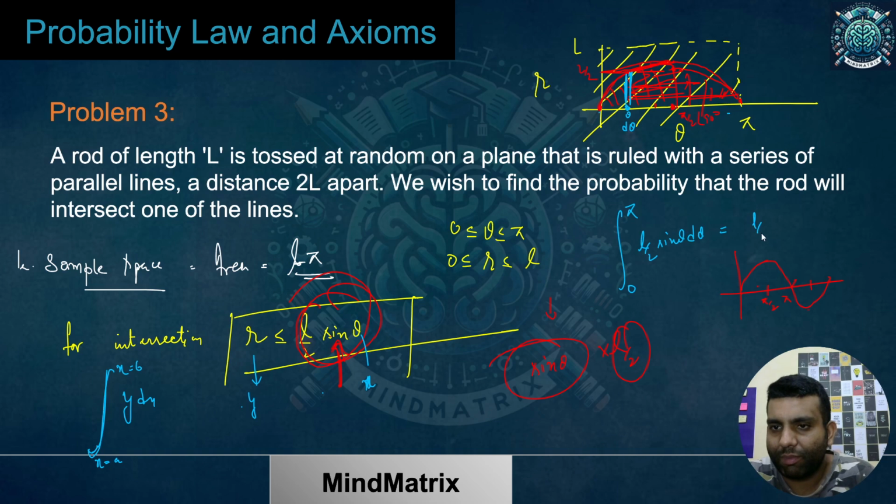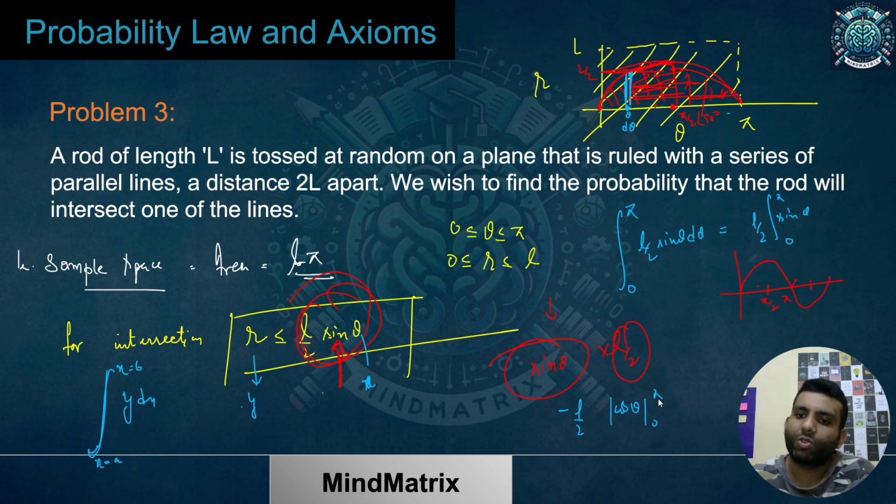L by 2 can be taken out, and then if I talk about sine theta, what is the integration for sine theta? That is minus cos theta, okay? And if you put 0 and pi value, what do you get? I'll just write it over here, L by 2, and because the integration is minus cos theta, so I'm taking minus out there, cos theta, putting value 0 and pi, what do I get? So for cos pi, the value is -1, for cos 0, the value is 1.